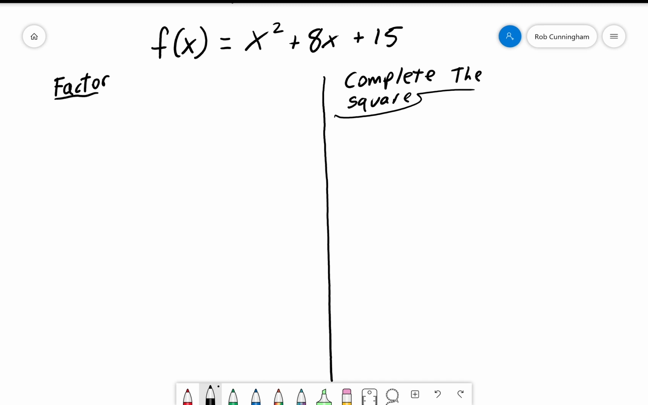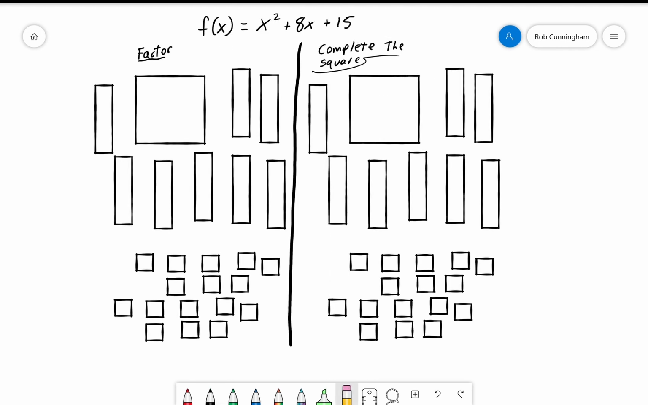Alright, here we have f of x equals x squared plus 8x plus 15. And we are going to use algebra tiles to factor it and to complete the square. To start with, I'm going to go ahead and come up with an x squared and 8 x's and 15 1's. Okay, so as you can see, I have filled up both sides of my example problem with x squared plus 8x plus 15. There are two fundamentally different things that we're doing here, but they are similar.